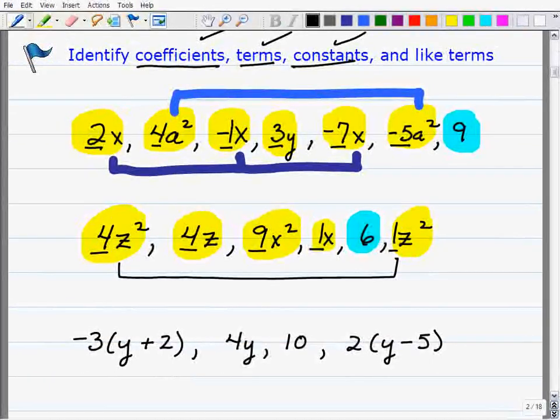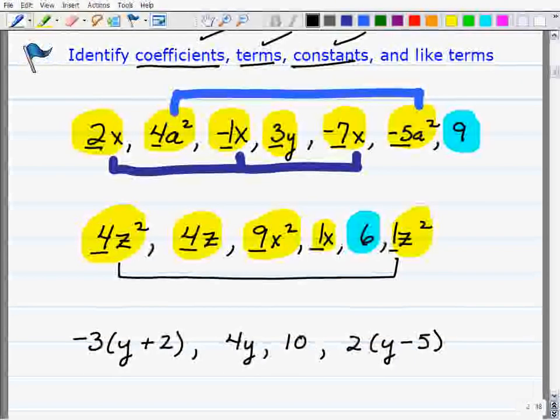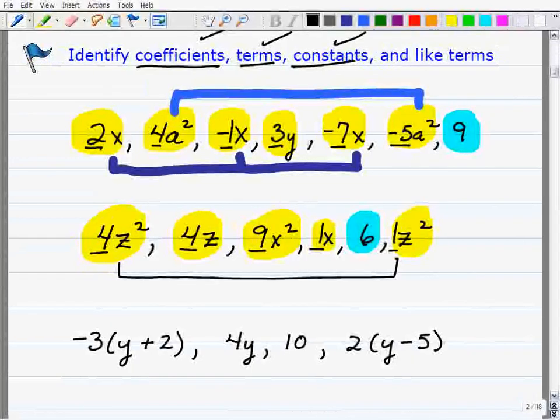All right, so let's take a look at 4z. Is there any more z's here? No. So this one doesn't have any like terms. 9x squared, is there any other terms with an x squared? No. And is there any other terms with an x? No. Okay, so here the only like terms were the z squared terms.